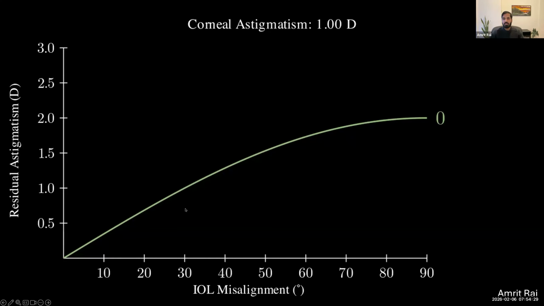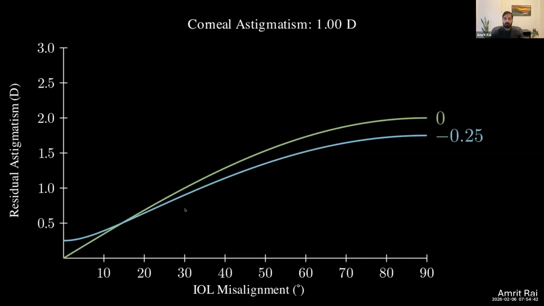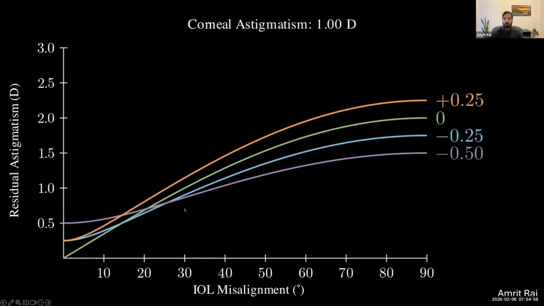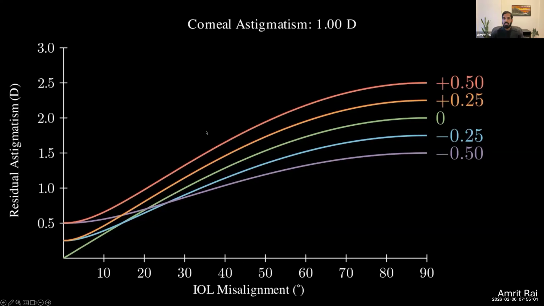And here we'll plot the residual astigmatism on the y-axis and the IOL misalignment on the x-axis. And you can see for a perfectly matched toric IOL, as our misalignment increases, the amount of residual astigmatism also increases. Here, if we plot undercorrection by 0.25 and 0.5, we can see that there is a point where these cross over that neutral line. They start above, but over time, they actually result in less residual astigmatism. And if we add in the overcorrection lines in orange and red, we can see that these lines never cross that green line, which is the full correction.